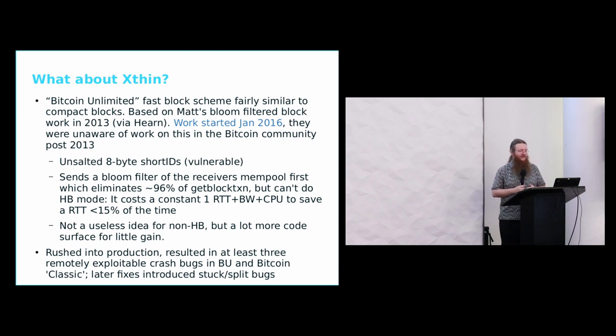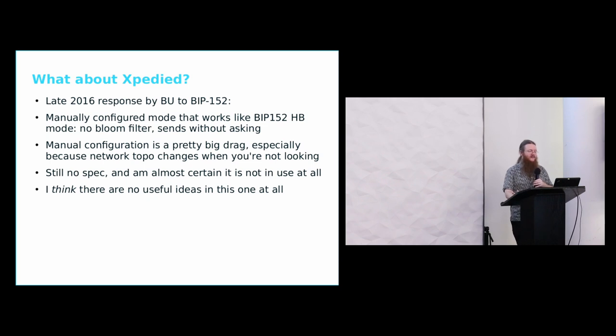The BU folks also have this thing called Expedited, which was basically a response to BIP 152, because their forwarding without high bandwidth mode is much slower. And it's a manually configured mode that works almost identical to BIP 152 high bandwidth mode. Doesn't send the bloom filter, it sends without asking. But since it's manual configuration, I don't think anyone really ever used it. And I'm confident it's not used today, because their software doesn't support SegWit, and only miners would use this. And miners need to have software that supports SegWit.